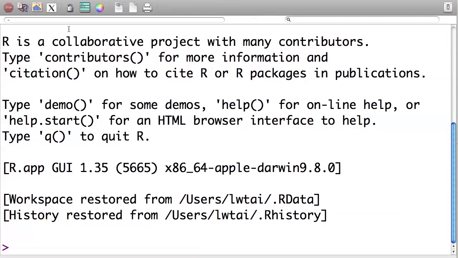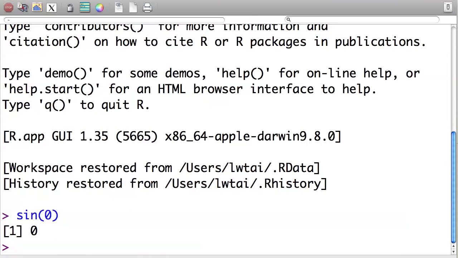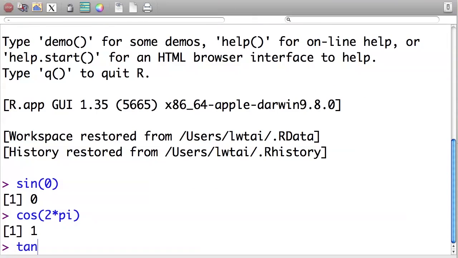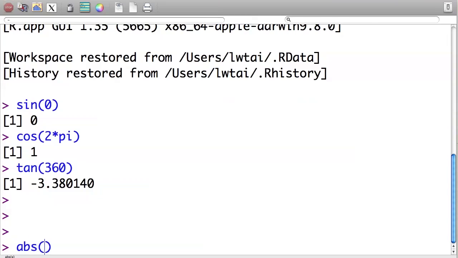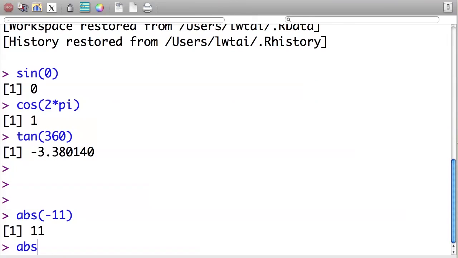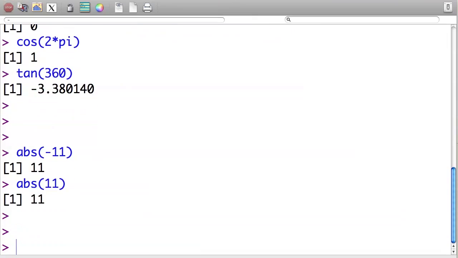R has some trigonometric functions already built in. If we want to calculate the sine of an angle, we simply type in sin. If we want the cosine, we type in cos. And if we want the tangent, we type in tan. Notice by default that R takes in radians, not degrees. If we want the absolute value of something, we type in abs, which is short for absolute value. And if we want the square root, we type in sqrt.